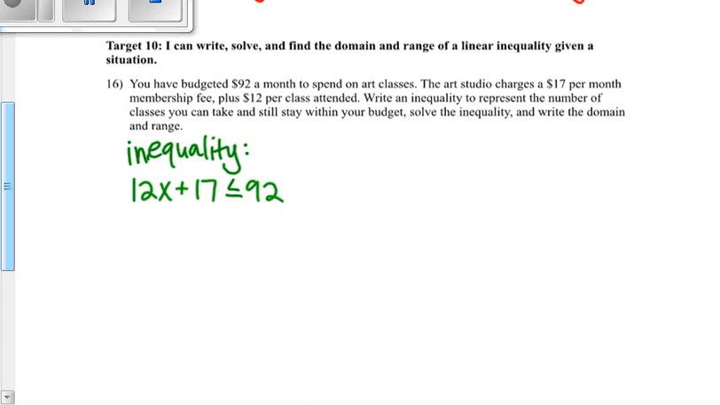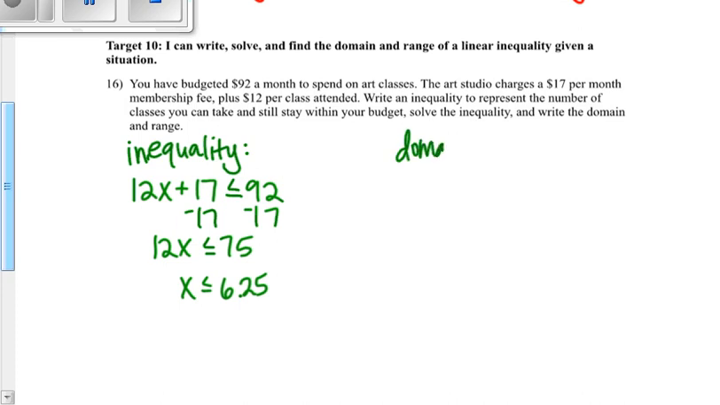So I'm going to start by subtracting 17 from both sides. So I have 12x less than or equal to 75, divided by 12. We get x is less than or equal to 6.25. So remember, you can't just pay for 0.25 of a class. You're either taking 6 or 7 classes. So we're going to have to cap it off at 6 classes. So you technically could take 0 classes, but we can only go up to 6 to stay within budget.